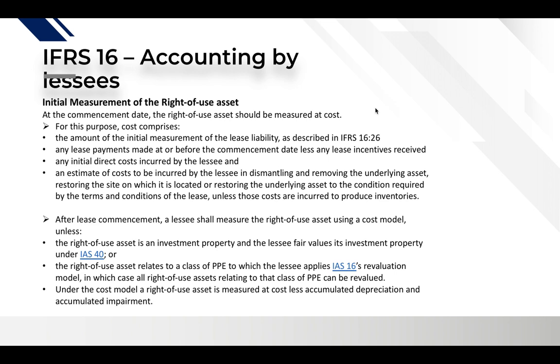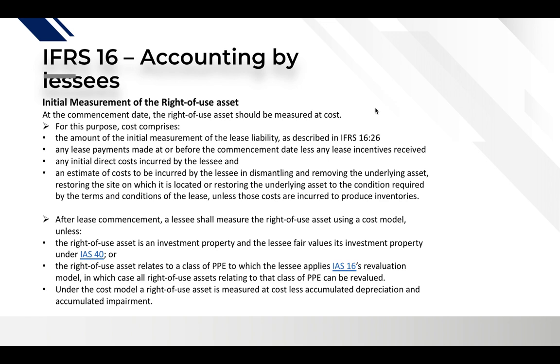So the right to use asset consists of these components. We'll go more into details in the example, but for now, just to understand, the right to use asset is the sum of your initial measurement of the lease liability and any additional direct or indirect cost which is incurred to place the asset in a working condition.